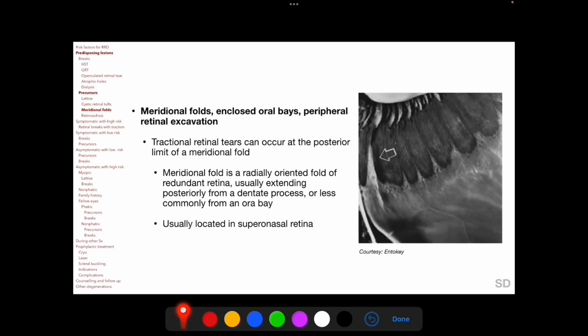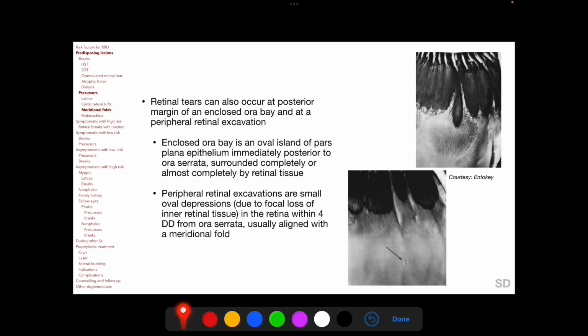A meridional fold is a radially oriented fold of redundant retina extending posteriorly from the ora serrata, usually from a dentate process. Sometimes this fold of retina may extend anteriorly into the pars plana, be aligned with the fold of pars plicata, when it is called a meridional complex. Meridional folds are typically found in the supranasal retina, and tractional retinal tears can occur at the posterior limit of a meridional fold. Retinal tears can also occur at the posterior margin of an enclosed oral bay, an example of which has been shown here in this photograph, and at a peripheral retinal excavation, as seen here in this photograph.